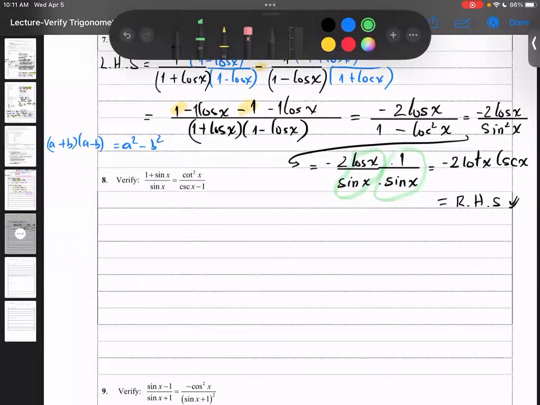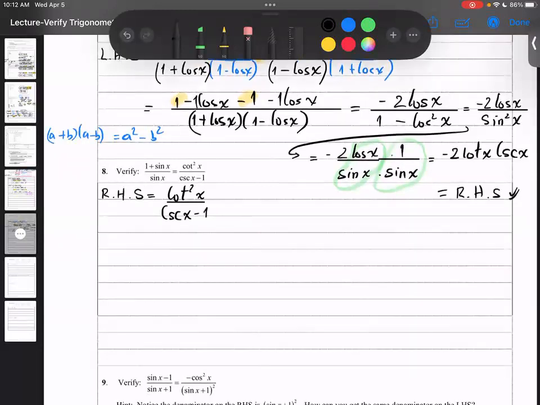For number 8, what side should I pick? What side do you think I should pick? Right hand side, right? Looks like the right hand side is a good call. Cotangent squared x over cosecant x minus 1. What should I do next?